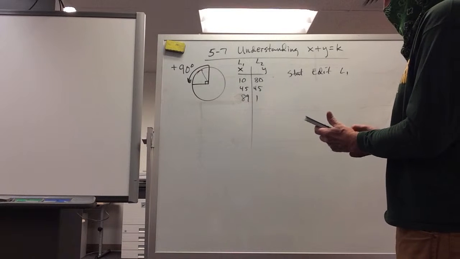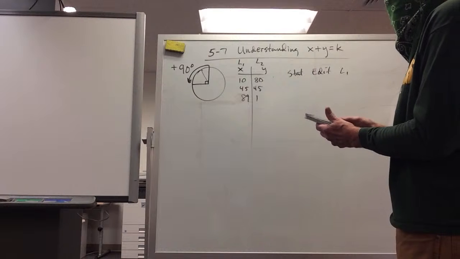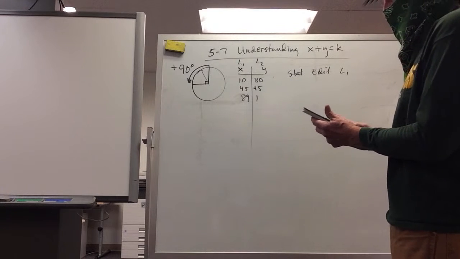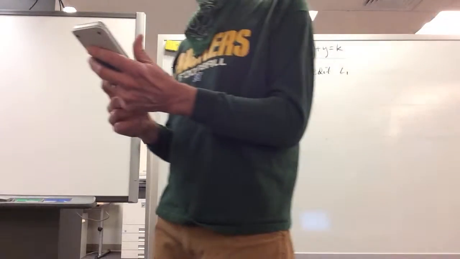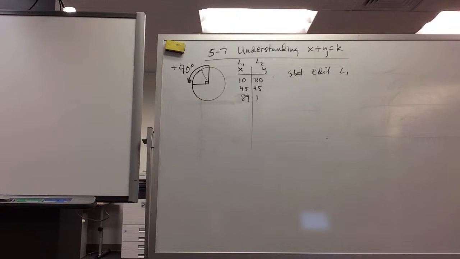How do you highlight all this stuff in there? Use the arrows to move up. Yeah, but how do you highlight it? What's that? How do you highlight it to leave the stuff in there? You move the arrow up until L1 or L2 is highlighted, and then you hit clear. Yeah. And enter.